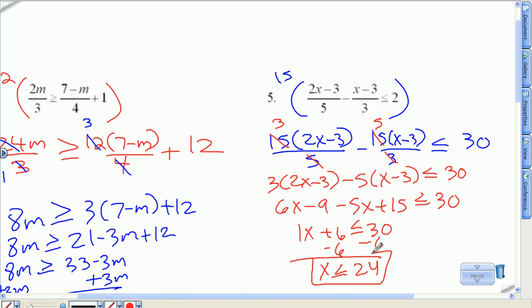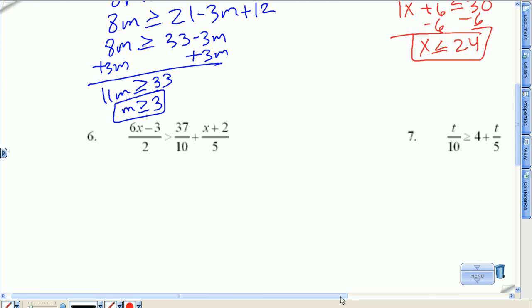5 problems without having to flip over the inequality. Although we did have to distribute the negative here. Leave change, as you folks like to call it.